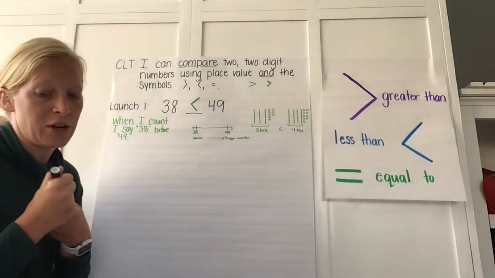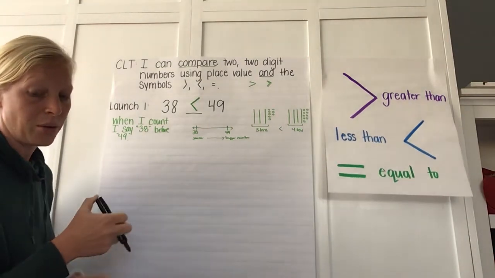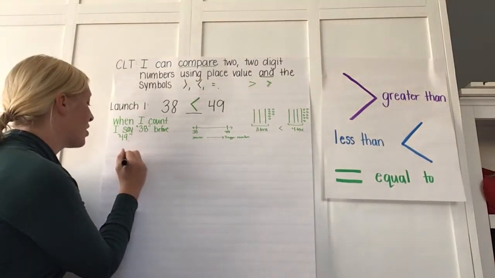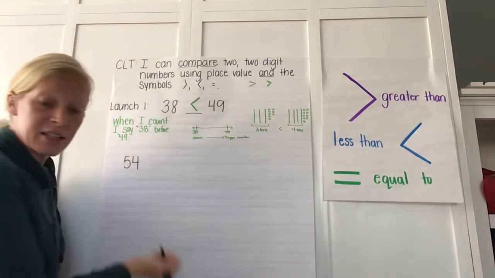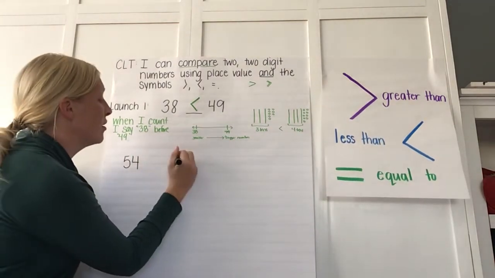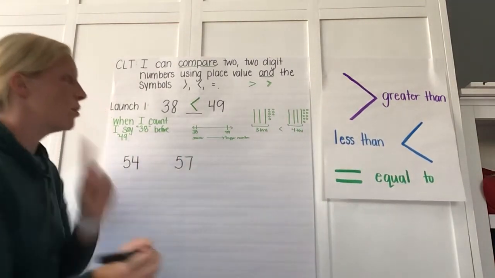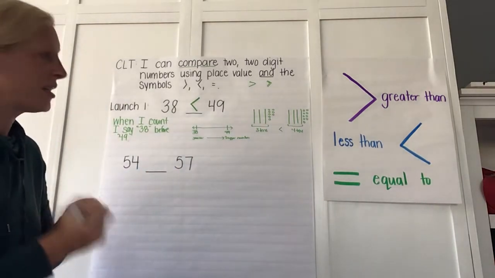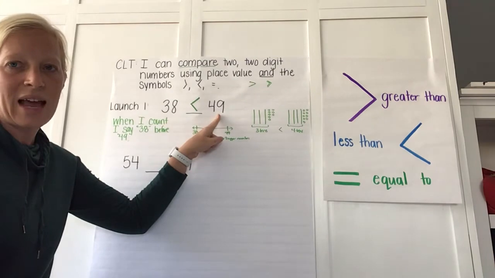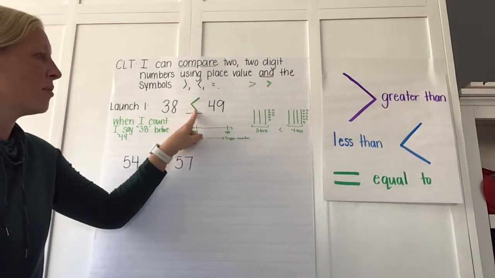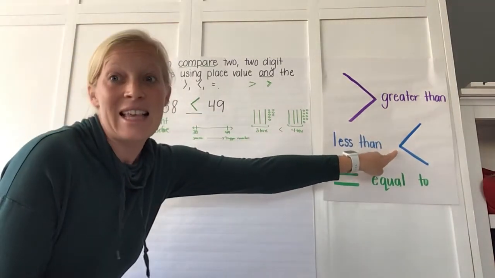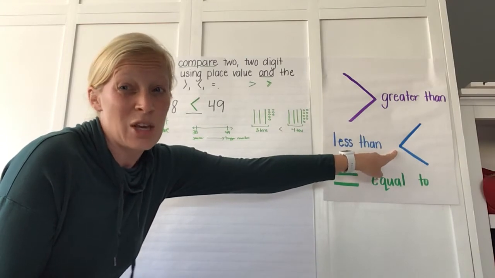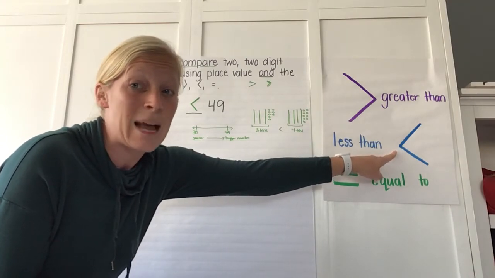Here's another one for you to think about. Ready? Okay. Our next one to think about, and we're going to do a couple of these today, is 54 and 57. Oh, wait, Miss Baker forgot to do something. Let's read this sentence out loud. What would it sound like? Remember, this symbol means what? Less than. So those are the words I'm going to use when I'm saying this number sentence.